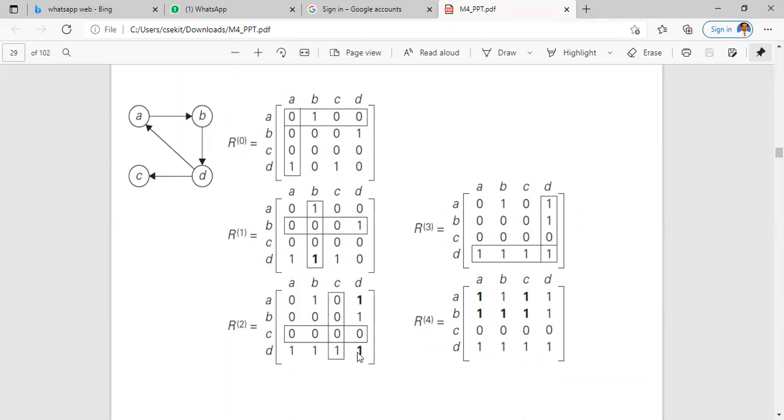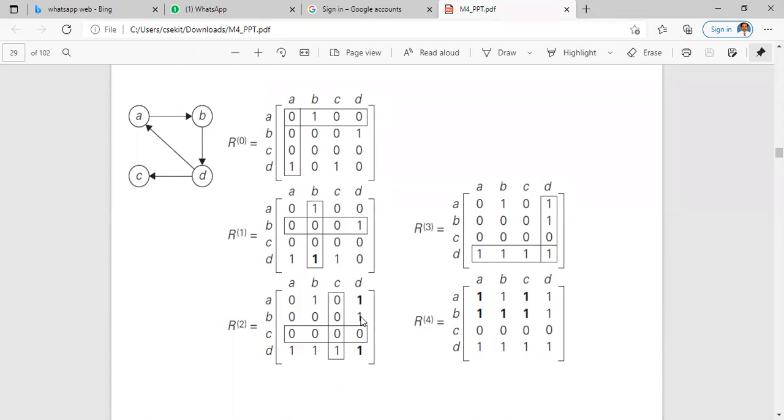Now come for R2. R2 means third row, third column. In the third row, there is no path. Come for the third column. Coming for the third column, there is a path from D to C. So you can write it. You can see that A to D, you have path 1.